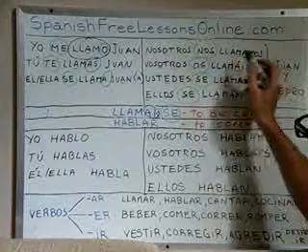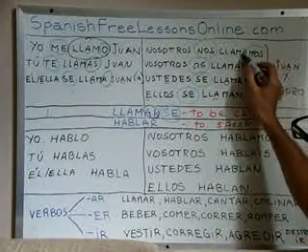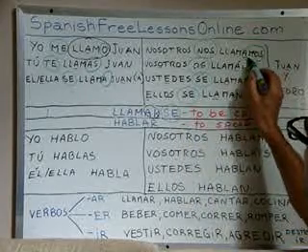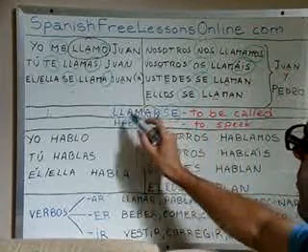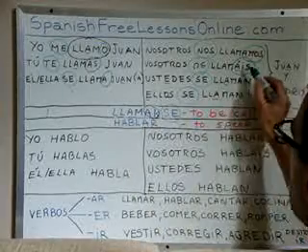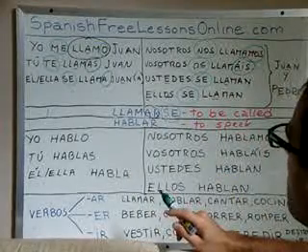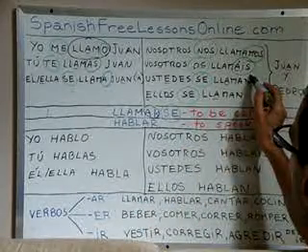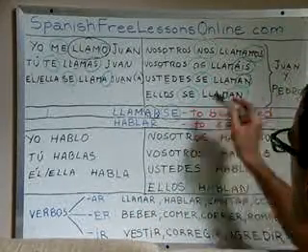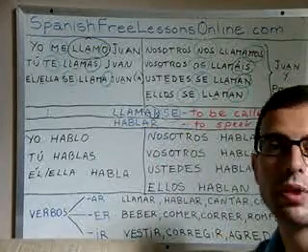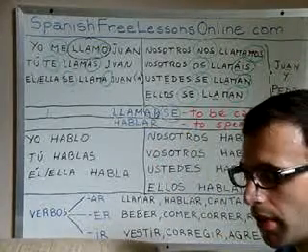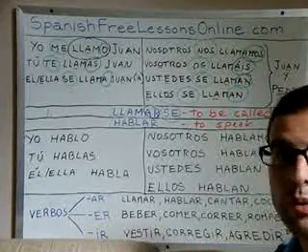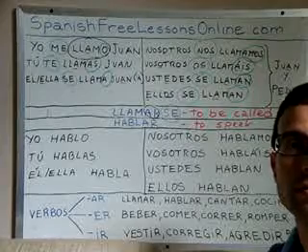For nosotros, llamamos. Vosotros os llamáis. You see, you strip off from the verb just the ending ar and you add áis. And ustedes, ellos, an. Okay? So this is the way you conjugate in the present tense all regular verbs ending in ar.